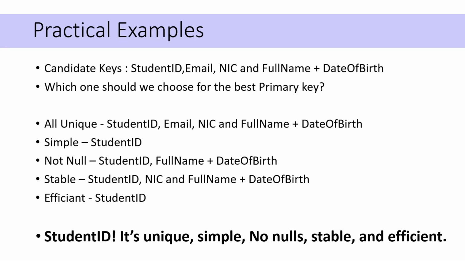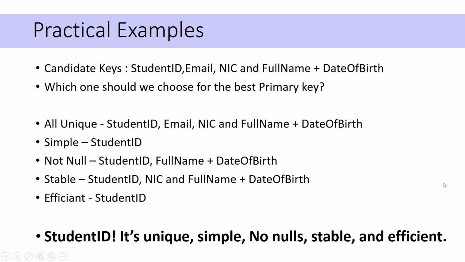Here is the practical example. Candidate keys: student ID, email, NIC, full name plus date of birth. Which one should we choose as the best primary key? First, check uniqueness. All 4 work. Second, look for minimal attributes. Student ID is the single attribute while the others are more complex. Email, NIC, all are complex.